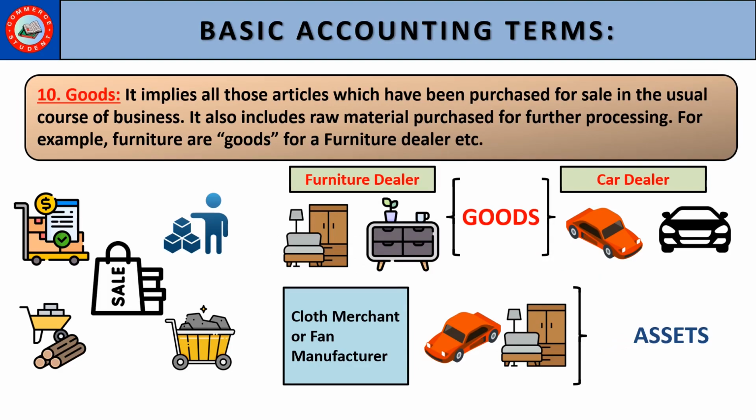Goods. Every item purchased for sale in the regular course of business falls under this category. It's not just what you sell, it also includes raw materials bought for further processing. For instance, if a furniture dealer purchases furniture, those are goods for them. If it's a car dealer buying cars, again, that's their version of goods. However, if a cloth merchant or a fan manufacturer buys furniture or cars, these items become assets for them. Why? Because these items are not meant for resale in their usual line of business.